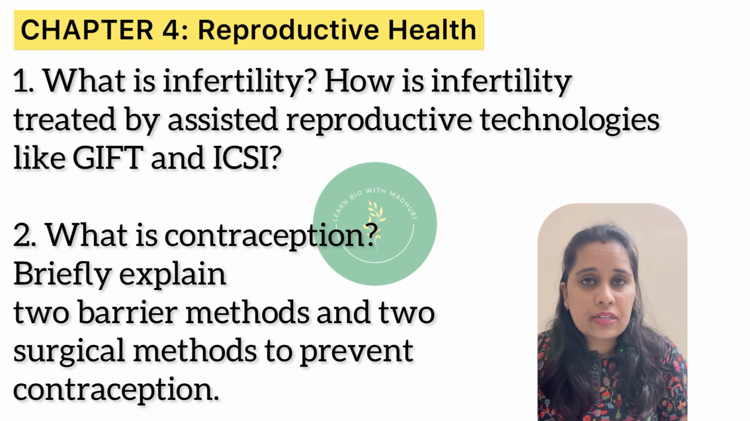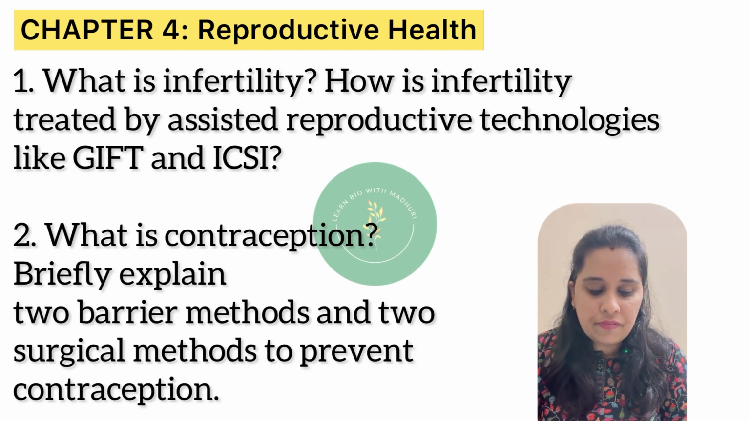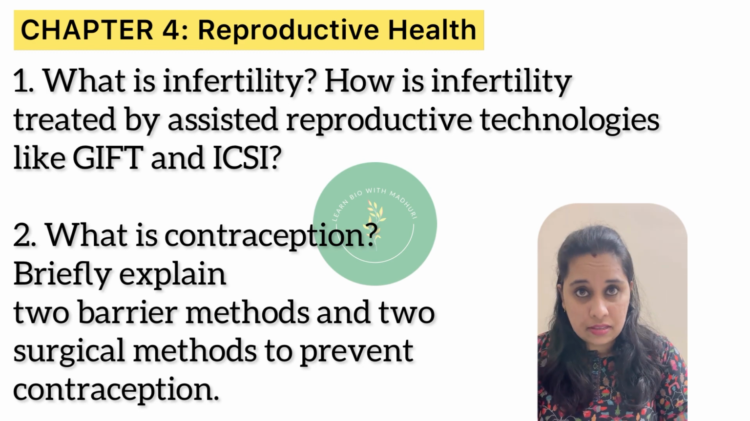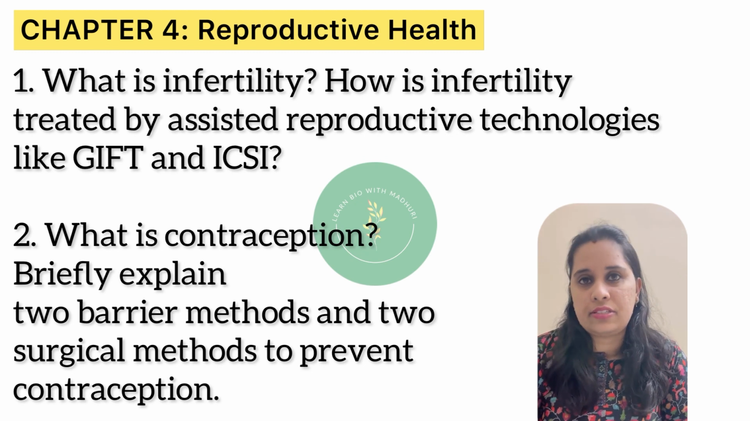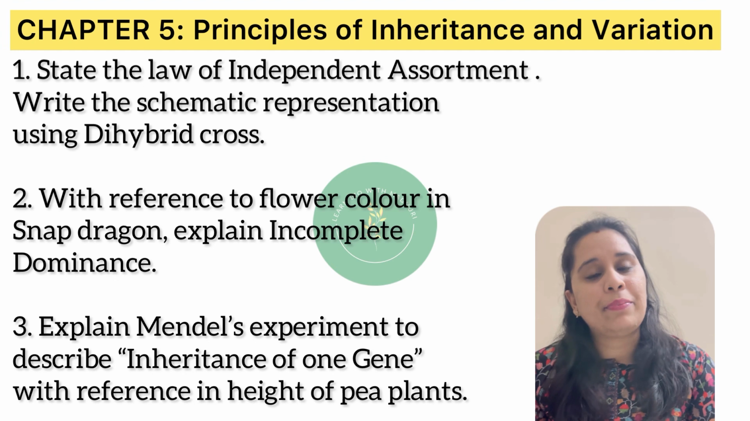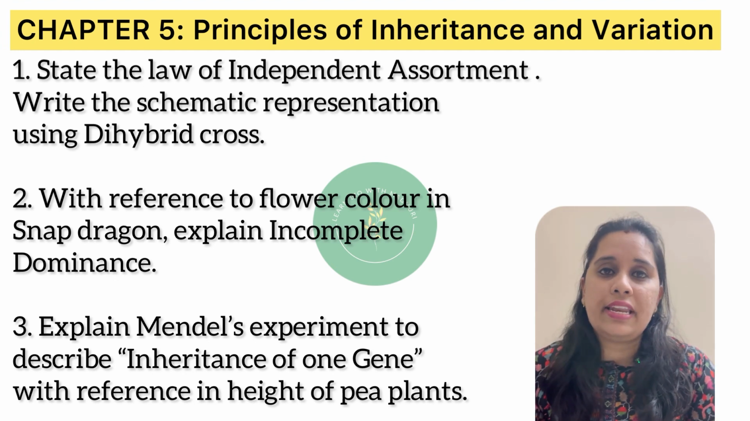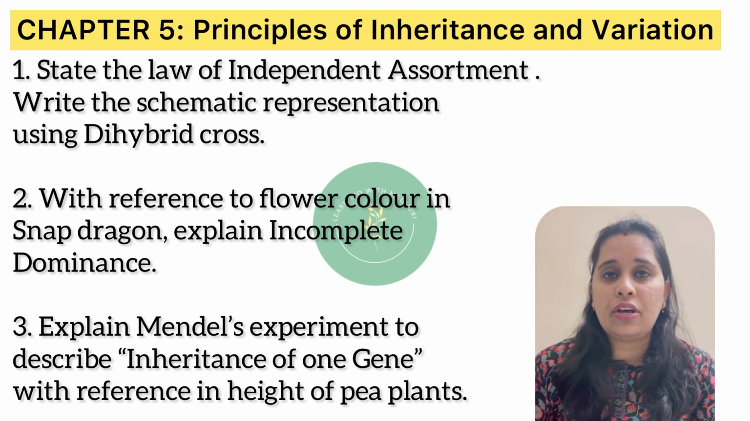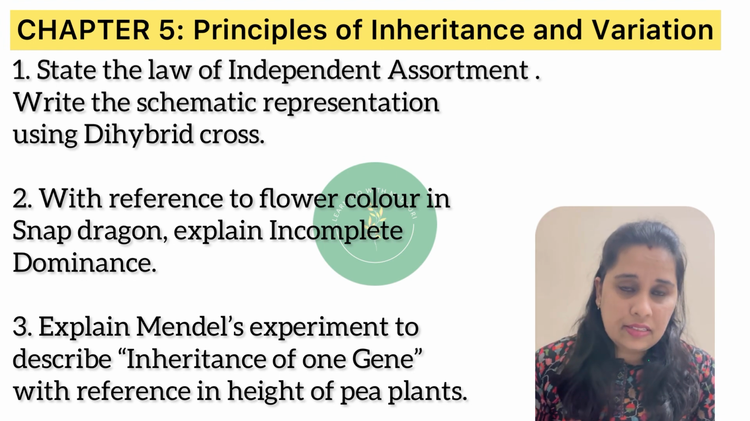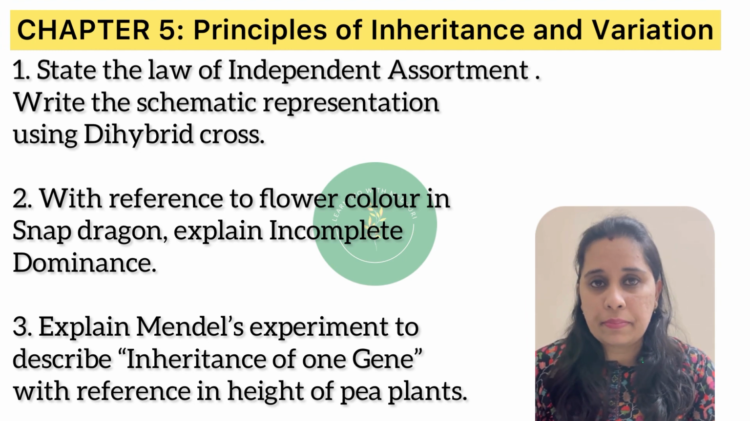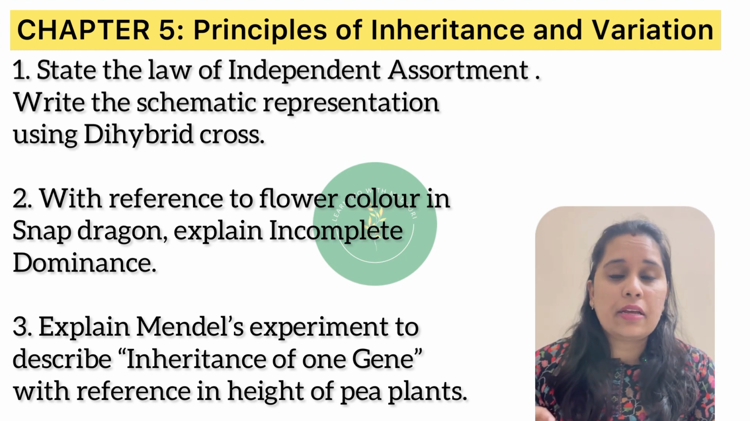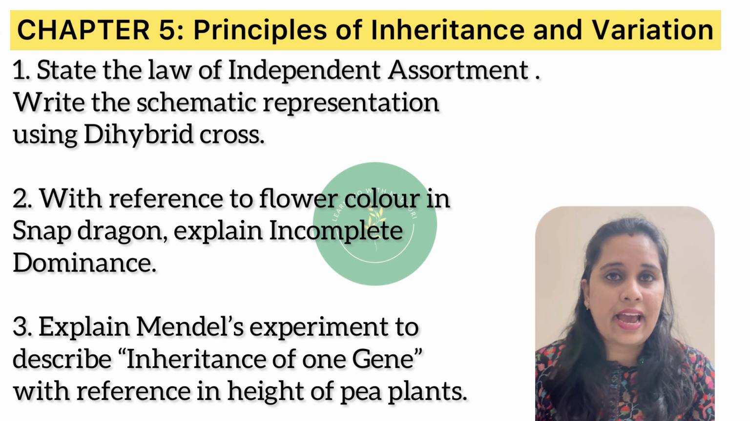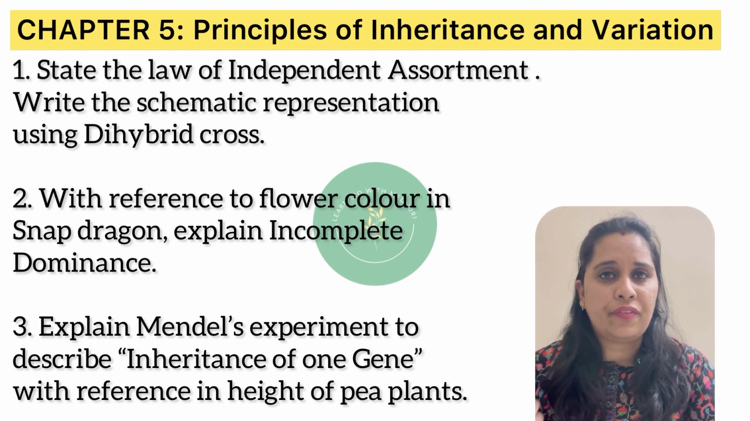Question number 2, what is contraception? Briefly explain 2 barrier methods and 2 surgical methods to prevent conception. Chapter number 5, principles of inheritance and variation. This chapter is very much important for the board examination. So as you can see on the screen, question number 1, state the law of independent assortment. Write the schematic representation using dihybrid crosses. Question has been asked frequently.